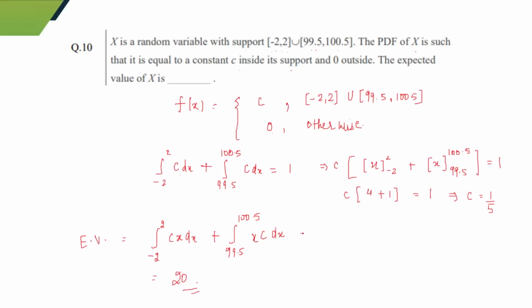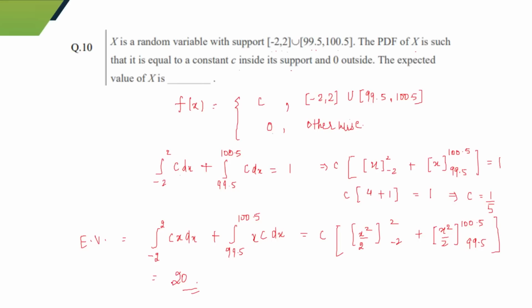What you will do is take c common, and if you integrate, this becomes x square by 2 from minus 2 to 2 plus x square by 2, again the integration of x, from 99.5 to 100.5. Now you can solve the bracket part and put the value of c, that is 1 by 5. You will get the value 20 on calculation. So this is a question based on probability.